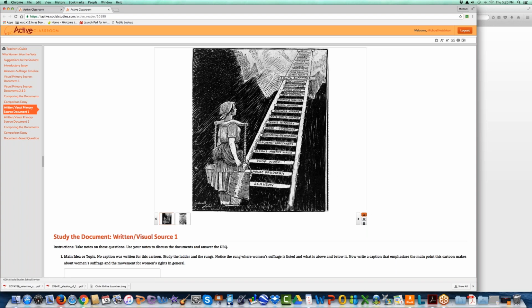So in this one, I see the poor woman. She's working, carrying buckets of water. She must be a maid of some kind. But look at the ladder. She's looking at the ladder as she goes up the ladder. And up here at the top, I'm using the enlargement tool, the magnifying tool, women's suffrage.